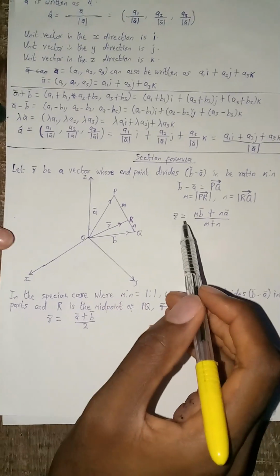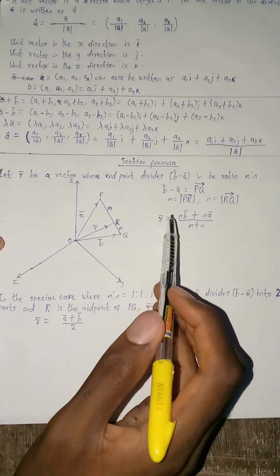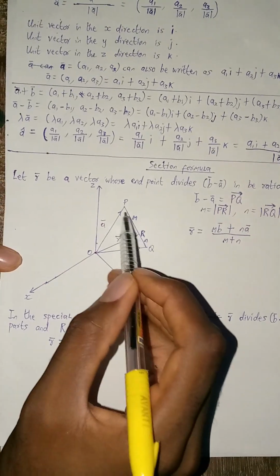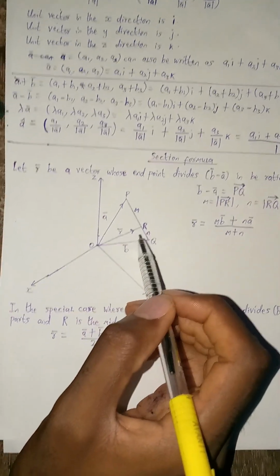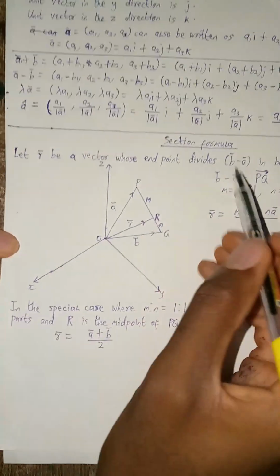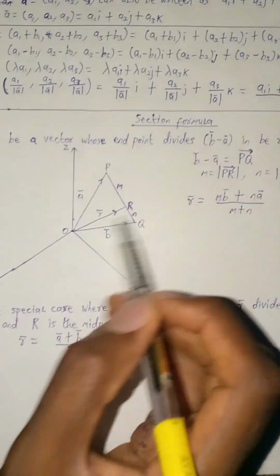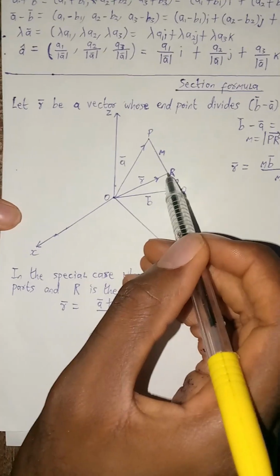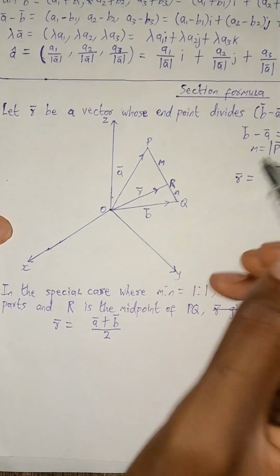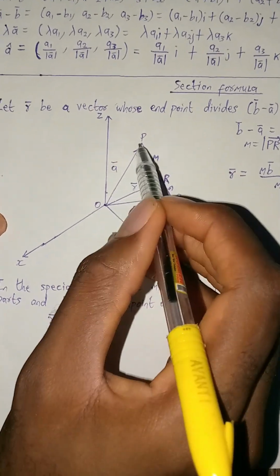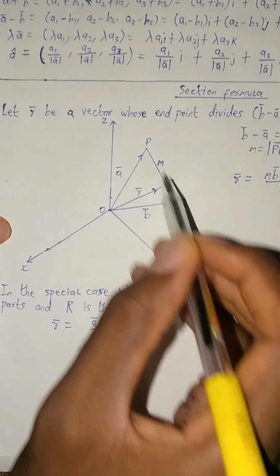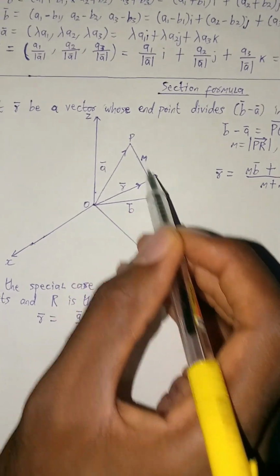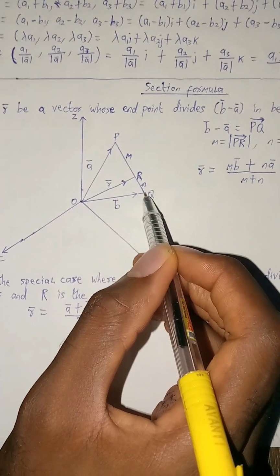Now, we move on to the section formula. The section formula gives us, when we want to divide the difference between two vectors in a certain ratio, another vector that divides them in that ratio. So if we have two vectors A and B, this vector now is B minus A. This one here, PQ in this direction, is B minus A.